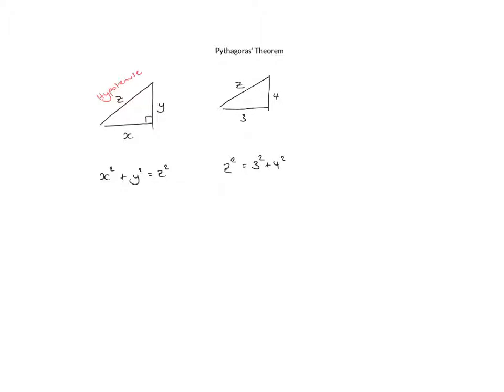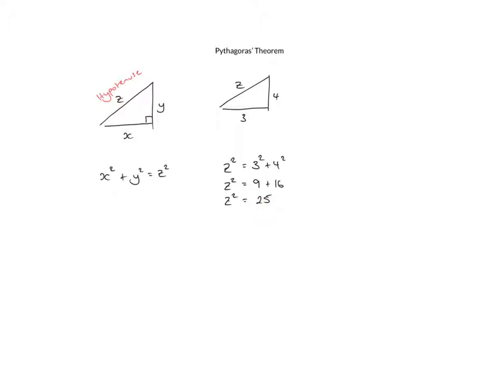Z squared, so we're trying to find z. So z squared is equal to 3 squared, and 3 squared is 9, plus 4 squared, and 4 squared is 16. Z squared now is equal to those two numbers added together, which makes 25. 9 plus 16 is 25. And now we have z squared is equal to 25.